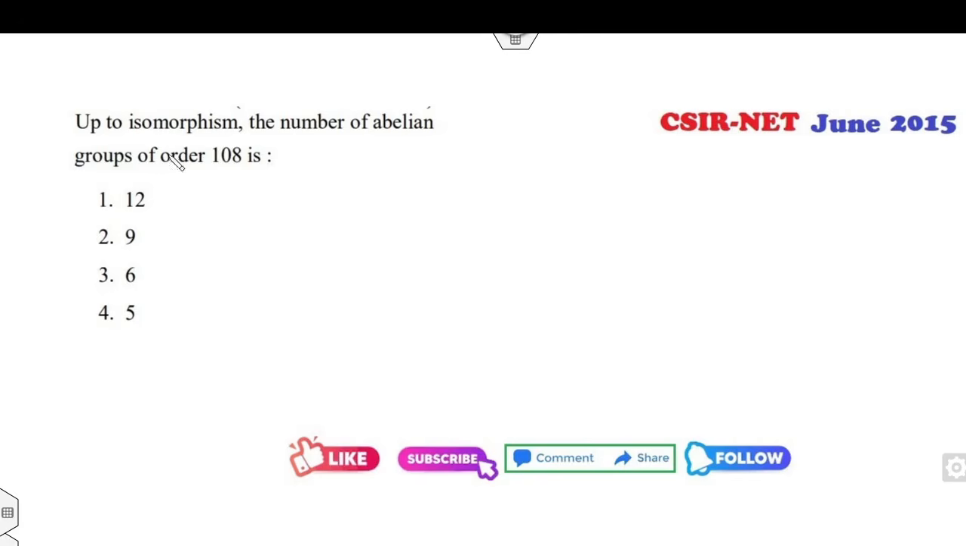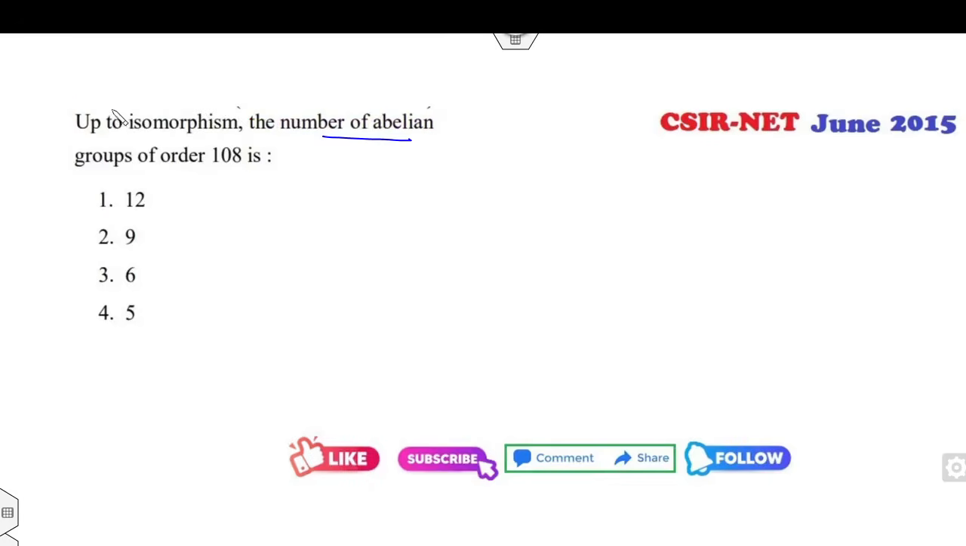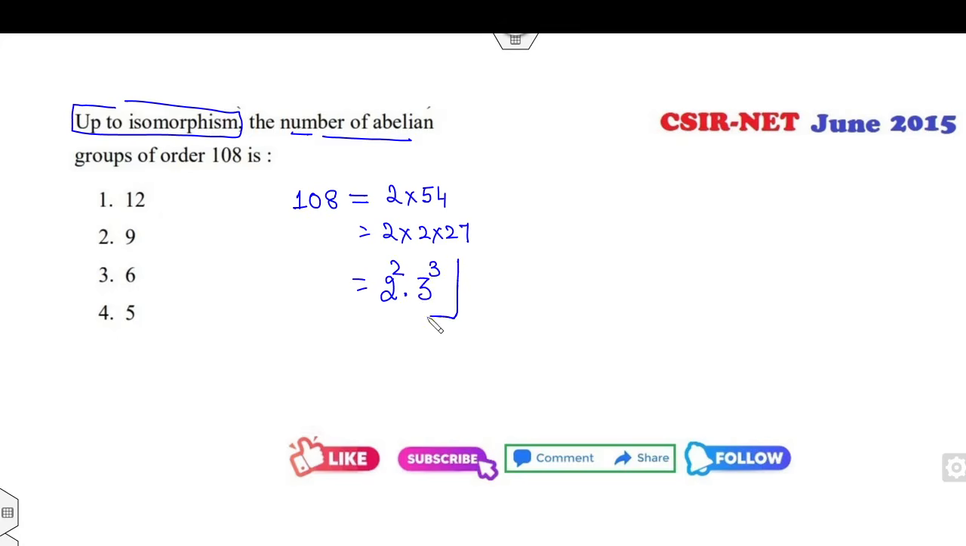Now, up to isomorphism, the number of abelian groups. Now they are not talking about homomorphisms. Up to here, we were talking about homomorphisms. Now the next concept is how you can check the number of abelian groups up to isomorphism. Very easy. Whenever you are talking about the number, you always write the prime factorization. So that will be 2 into 54. This 54 I can again write as 2 into 27. That means 2 raised to power 2, 3 raised to power 3.